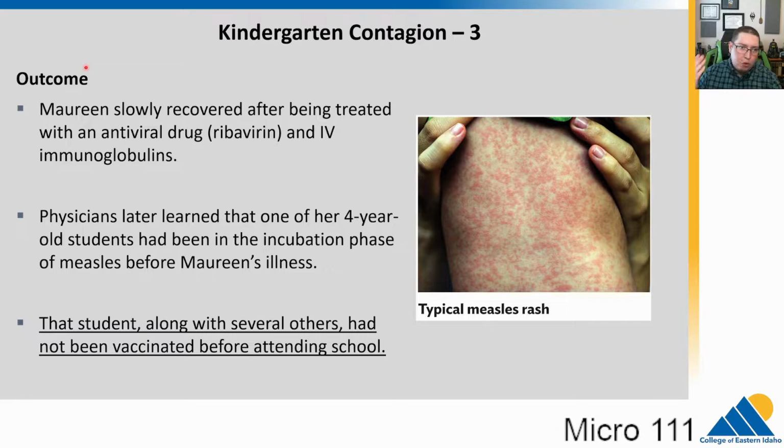So we have to treat her. We're going to treat her with an antiviral drug called ribavirin and also give her IV immunoglobulins, which help boost the immune system up. We're also going to want to track down where this came from.